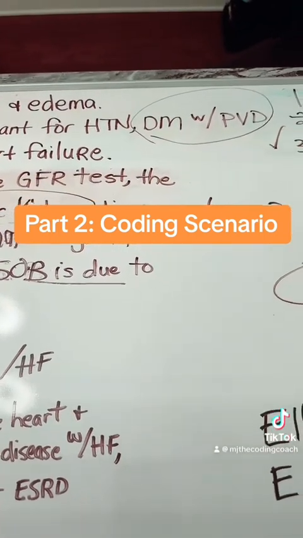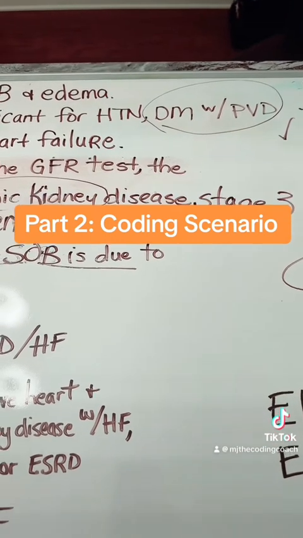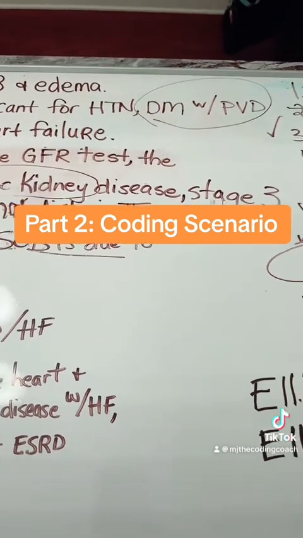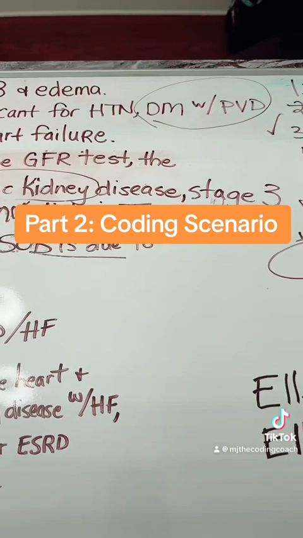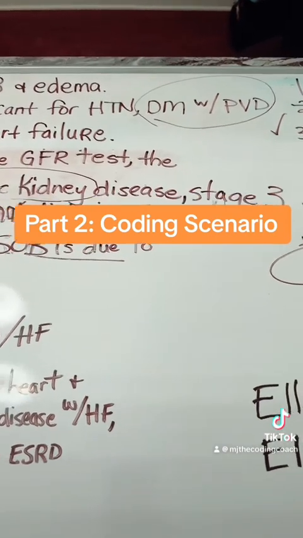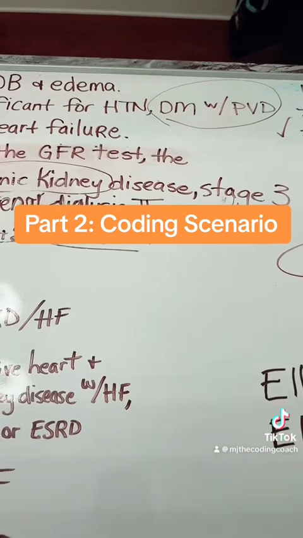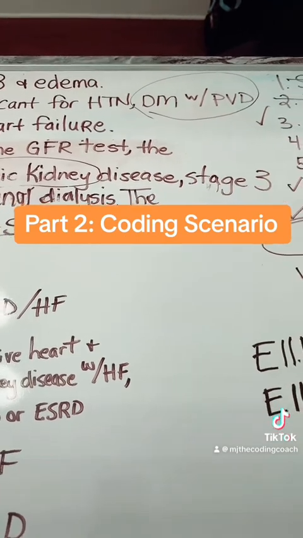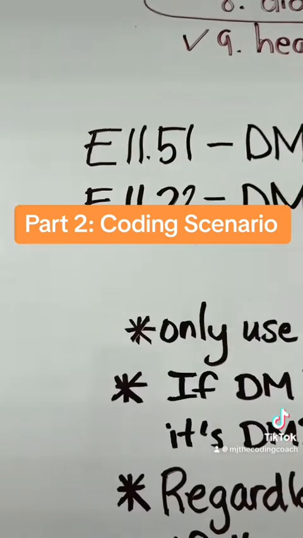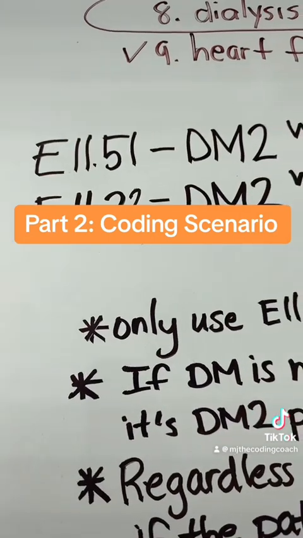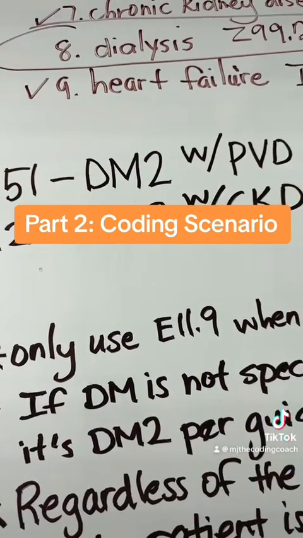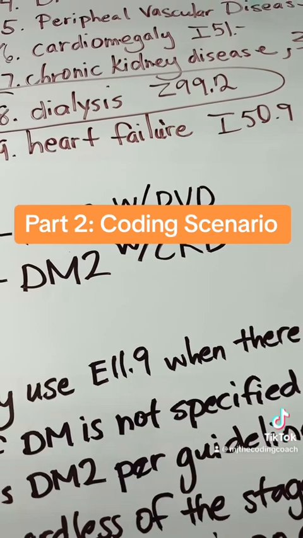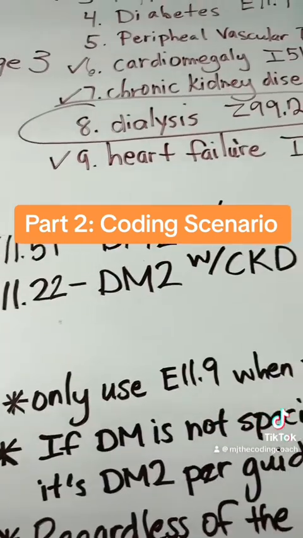When you're looking for disease interactions and trying to figure out if you're going to use a combination code, look for the provider saying diabetes with PVD, diabetes and PVD, or PVD due to diabetes. All of those context clues are called conventions. With and due to mean there is a disease interaction. So we're going to use E11.51 for diabetes type 2 with diabetic peripheral angiopathy without gangrene. That's what we're going to use, and that's the same thing as PVD.